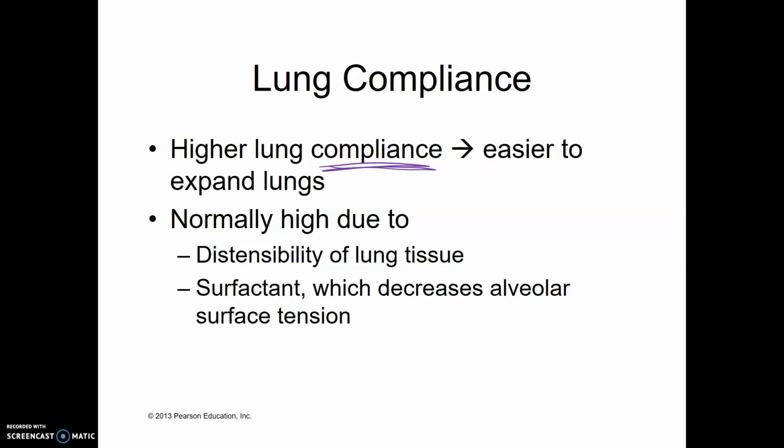We have this surfactant, which if you think back, was the waxy, fatty substance on the inside of the alveoli that keeps them inflated, decreasing surface tension so that the lungs don't collapse. So that's really important here. And I think we talked about how infants don't produce the surfactant until very late. So if they're born prematurely, they may not have enough surfactant to breathe on their own.